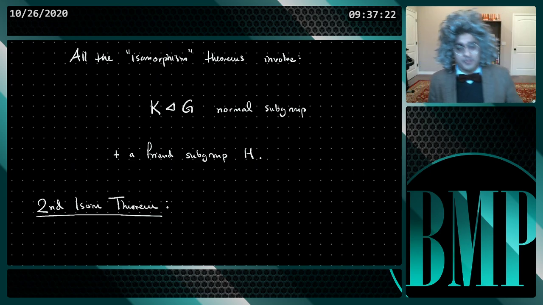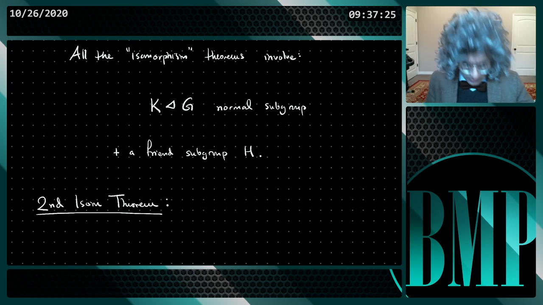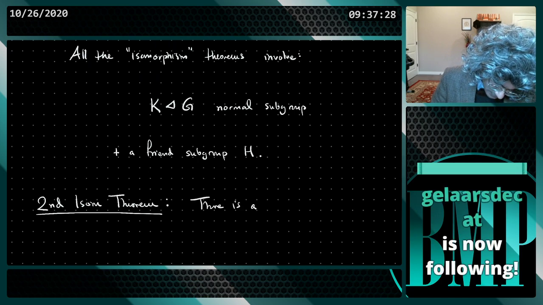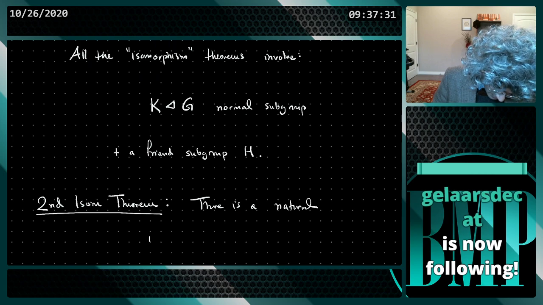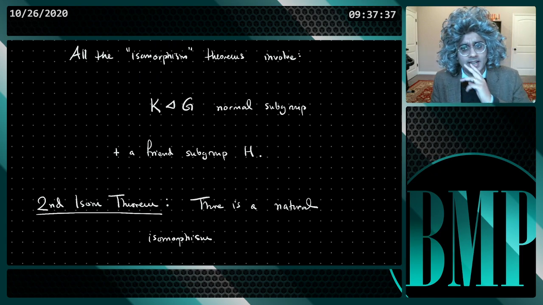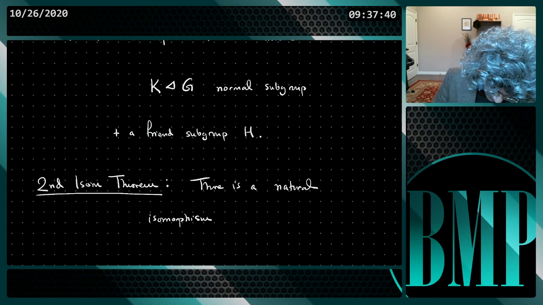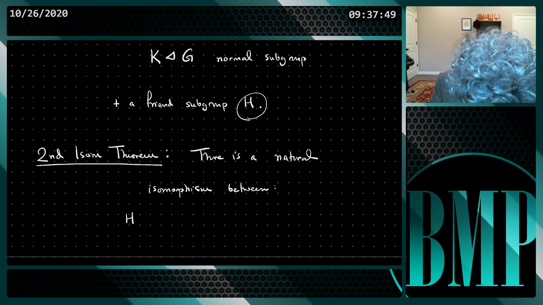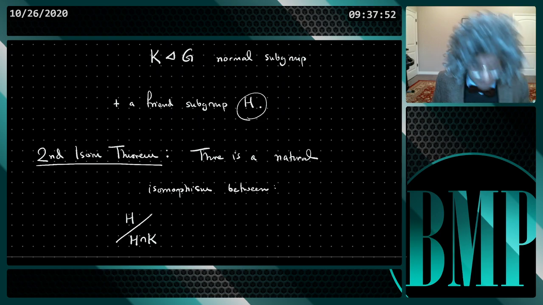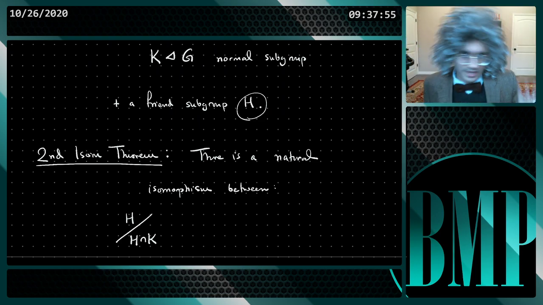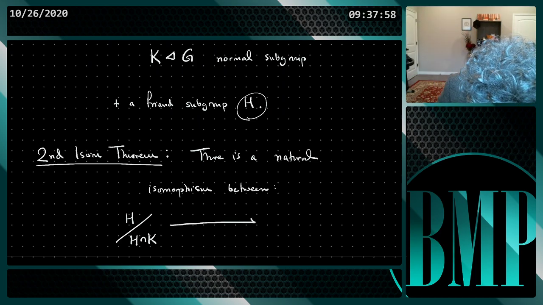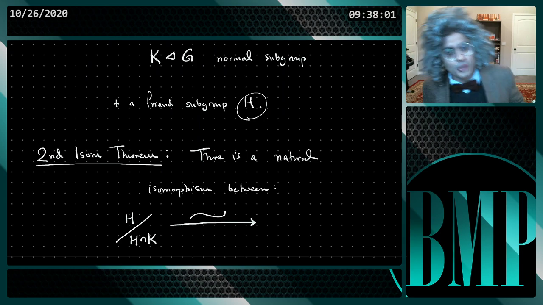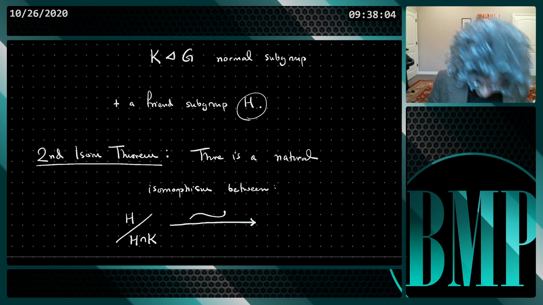It states that there is a natural isomorphism between the following two groups. You take this arbitrary subgroup H, modulo this subgroup. These two groups are isomorphic: this quotient and the following quotient.